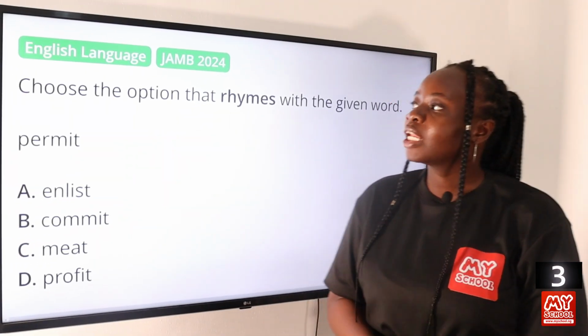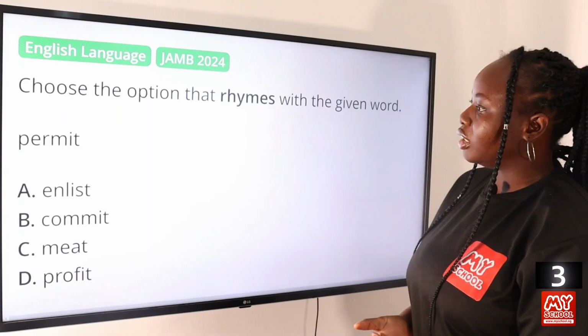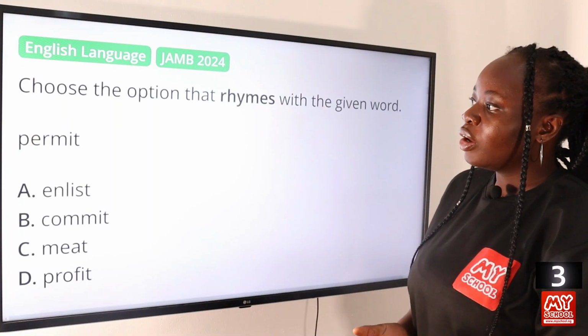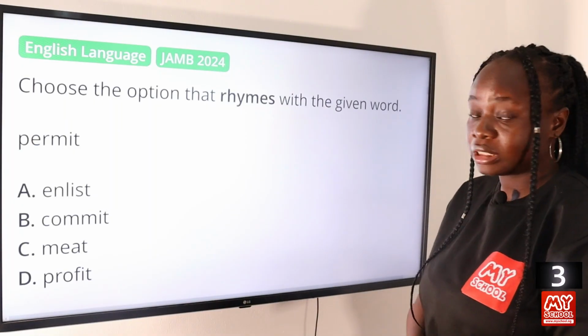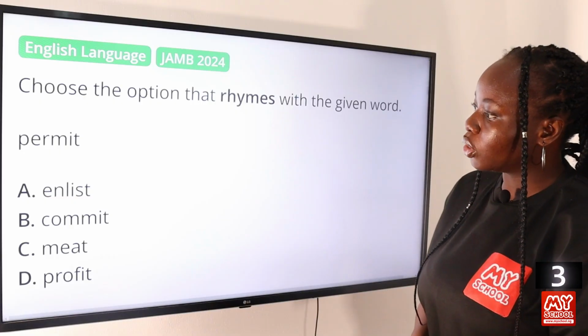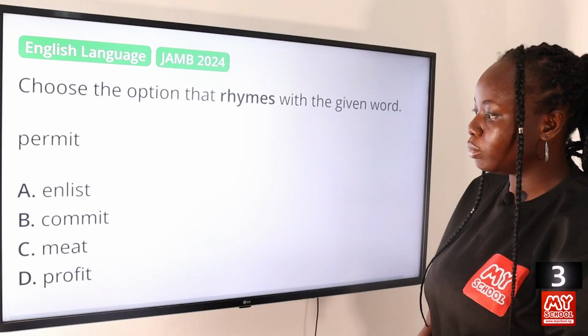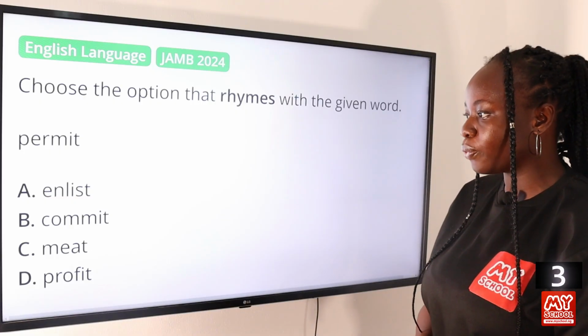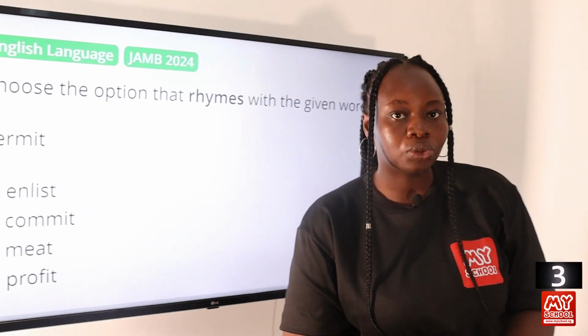Question 3. Choose the option that rhymes with the given word. The word is permits or permits, depending on if it's a verb or a noun. Then option A, we have enlist. Option B, commits. Option C, meets. And option D, profits. Now, let's go to the board to transcribe the words.